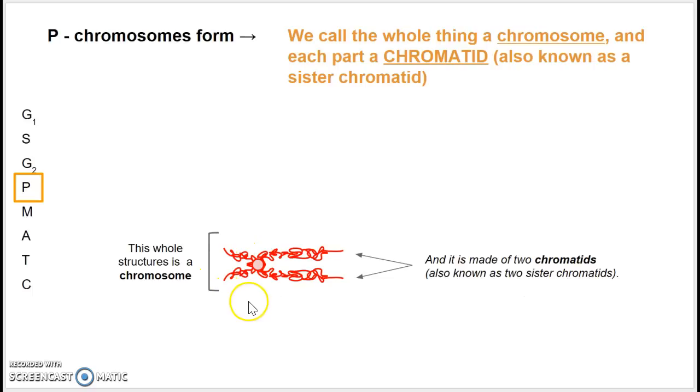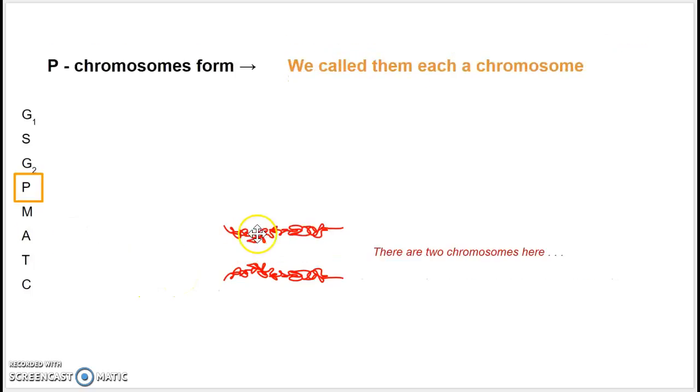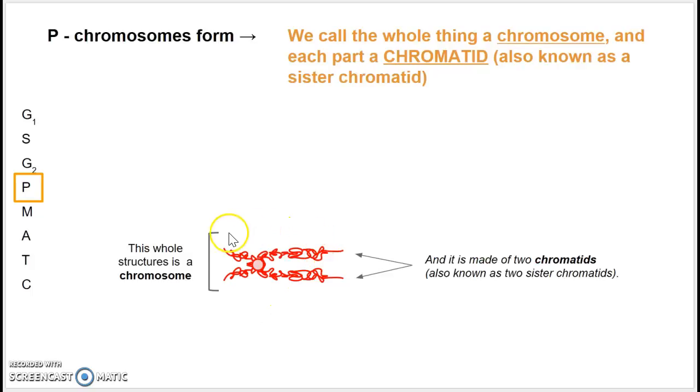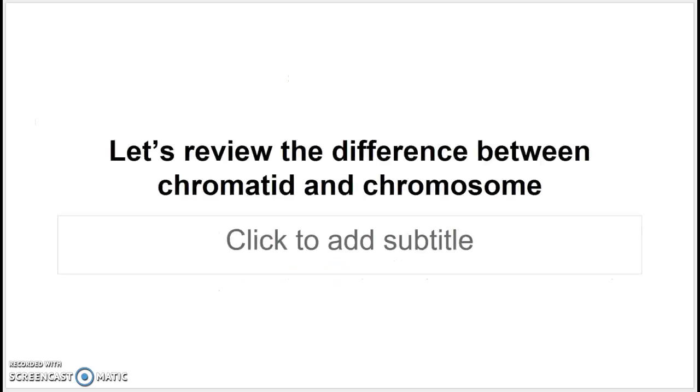So again, that's this very confusing step, right? The word chromosome can mean multiple things. It can refer to them individually, like right here, this is a chromosome, this is a chromosome, or it can refer to this whole structure of 2 sister chromatids fused together. All right. So again, let's review the difference between a chromatid and a chromosome.